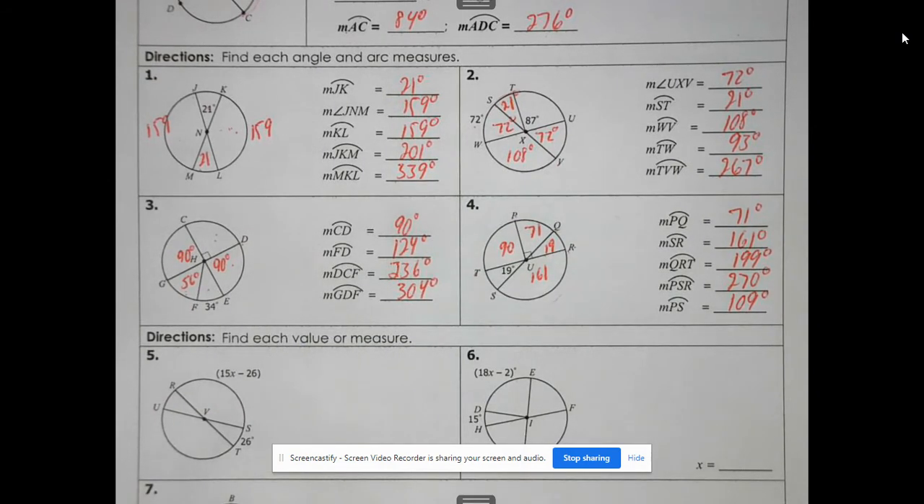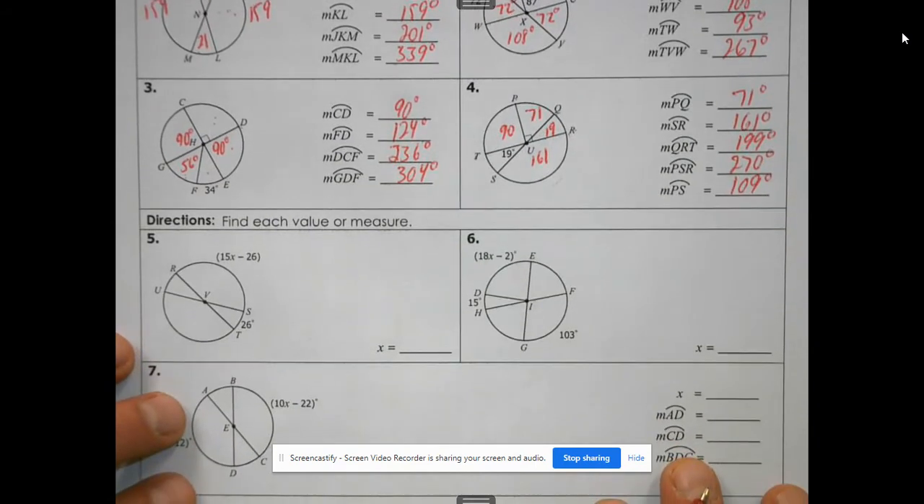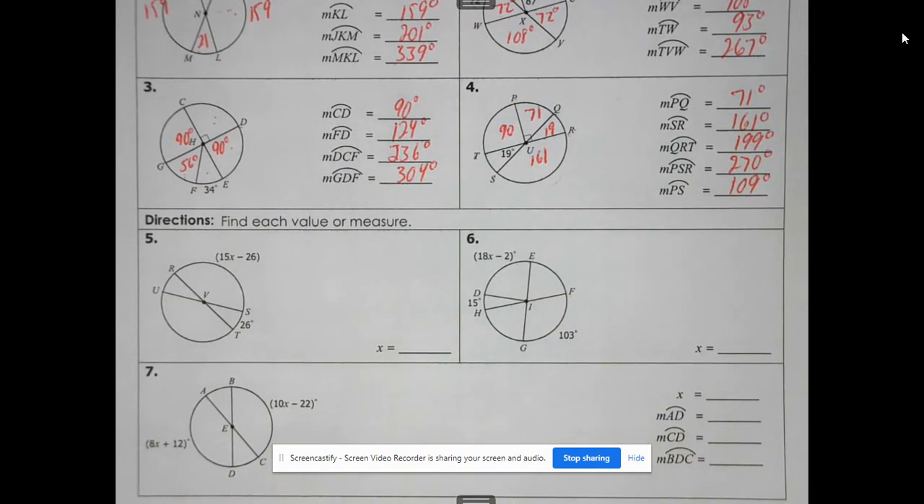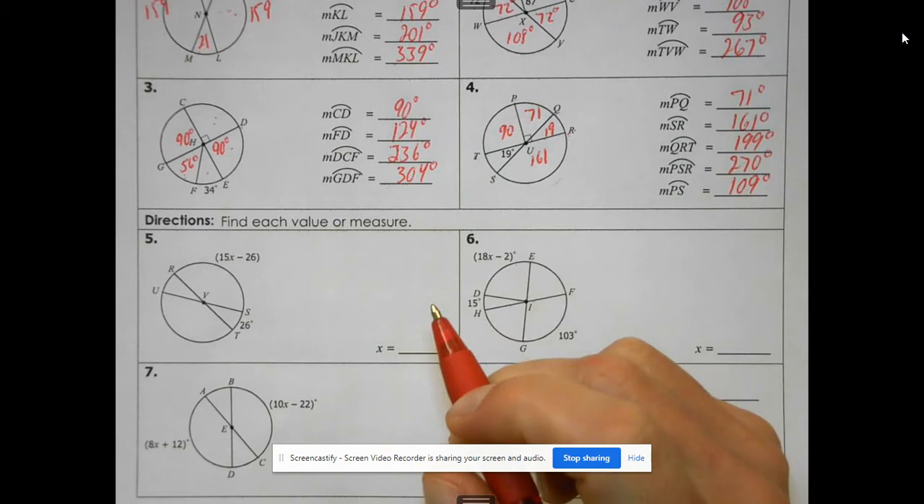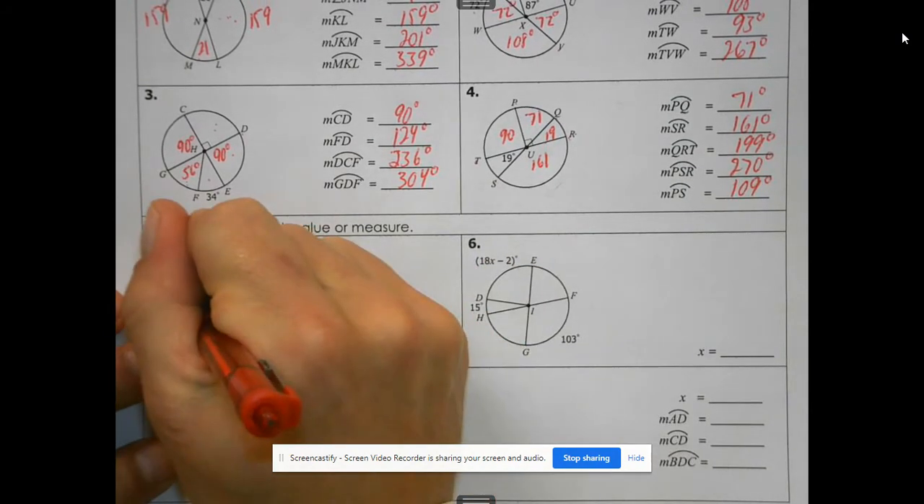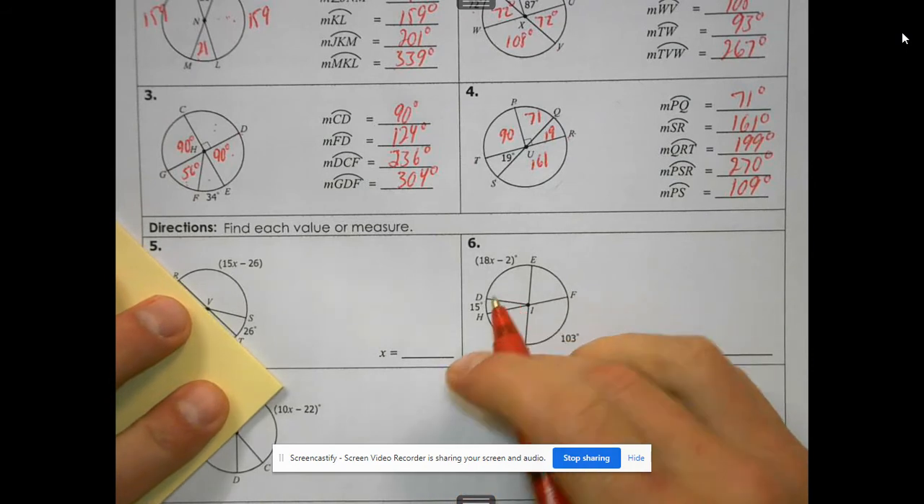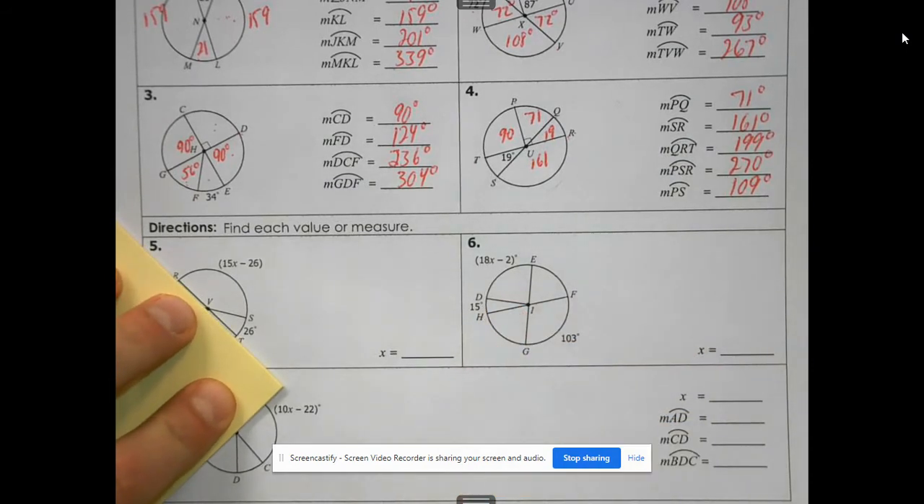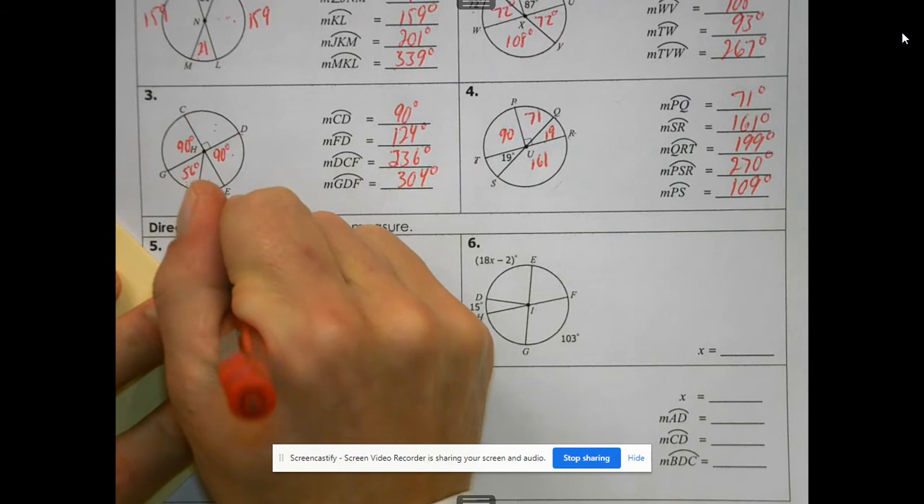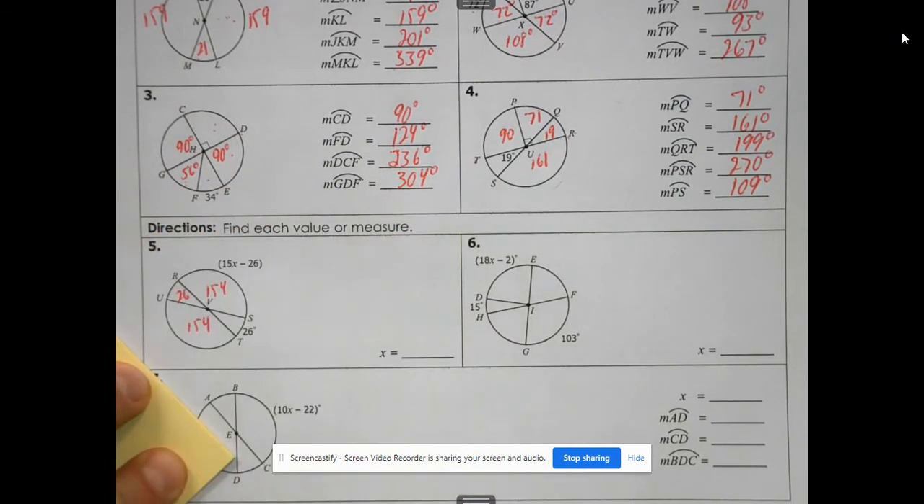All right, going to work a little more algebra now, a little tougher. Find the value or measure. All right, gotcha. Let's fill in some pieces. 26, 26. I got a straight line. So 180 minus 26 is 154, which means this guy is also 154 because of vertical.